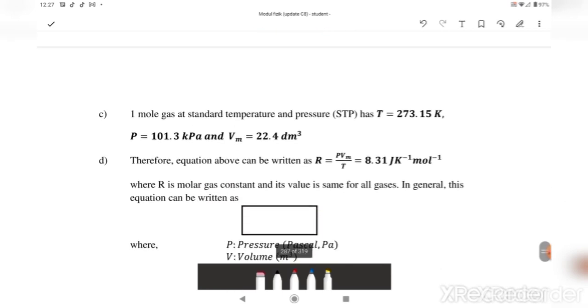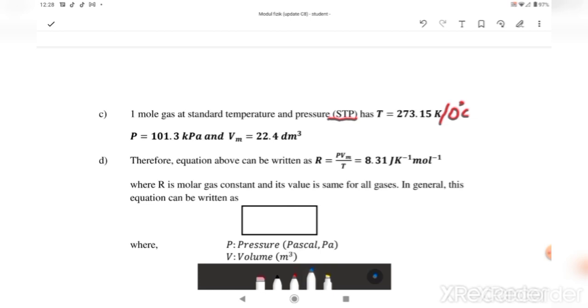Okay, you also must know that 1 mole of gas at standard temperature and pressure, or STP, has a temperature equal to 273.15 Kelvin, which is also equal to 0 degrees Celsius. Pressure is 101.3 kilopascal, and volume is equal to 22.4 decimeter cube.